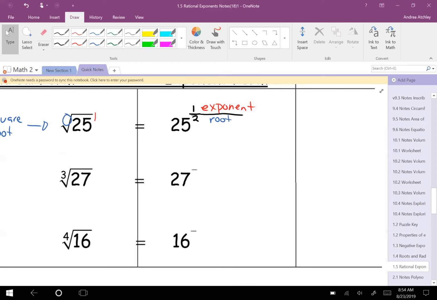Okay? So we can also write that as 27 to the 1/3 power. The cubed root is similar to the square root, only you need 3. You want your number to be multiplied 3 times to get that number. So a number times itself 3 times. So what times itself 3 times is going to be 27?